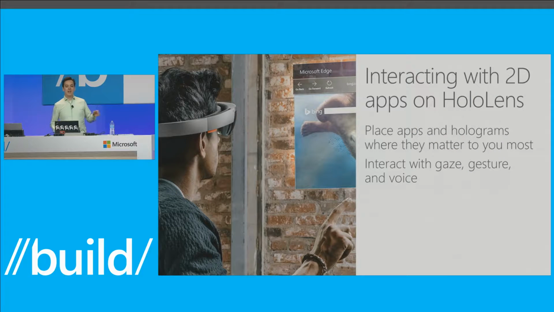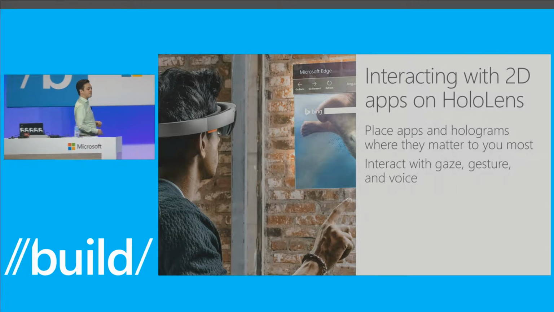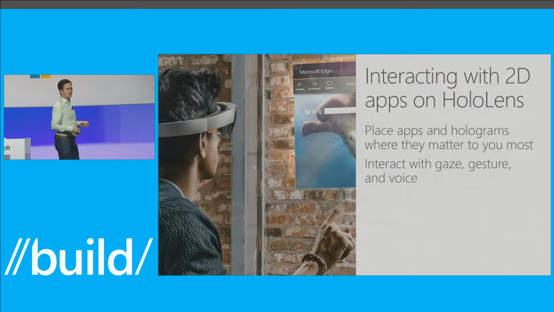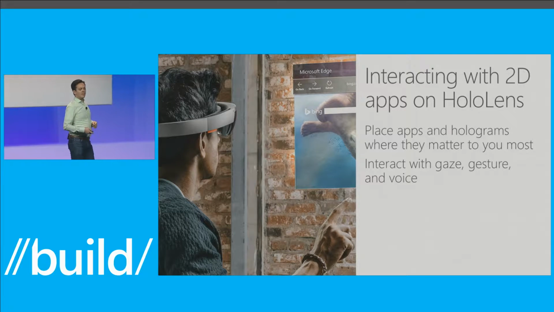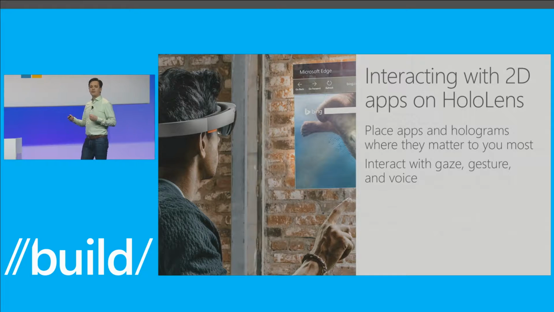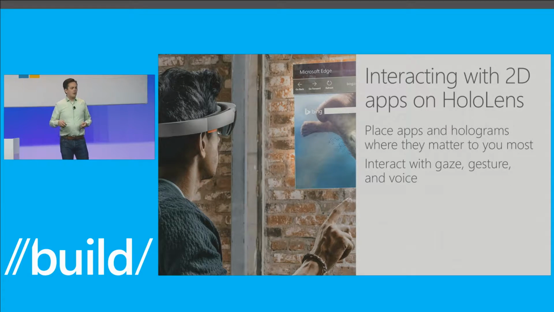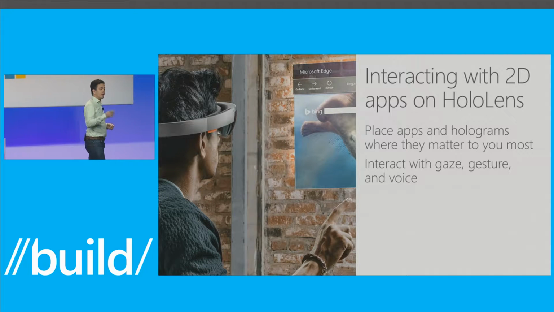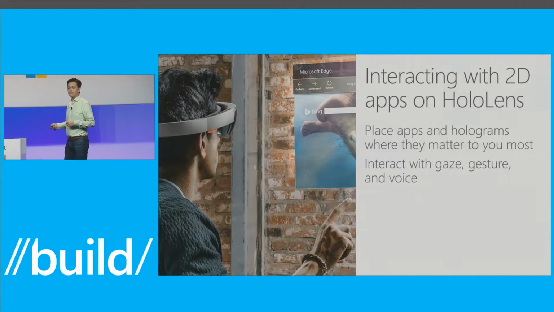So about interacting with two-dimensional apps on HoloLens. It's very different from any other device you've used before. As I mentioned, you place apps and holograms in the world where they matter to you most. They're not confined to a screen. And you don't use a mouse and a keyboard. Well, you can if you choose to. You interact with gaze, gesture, and voice. Last year at Build's keynote, my friend Darren gave a quick demo of exactly what life with holograms could look like. Here's a short clip.